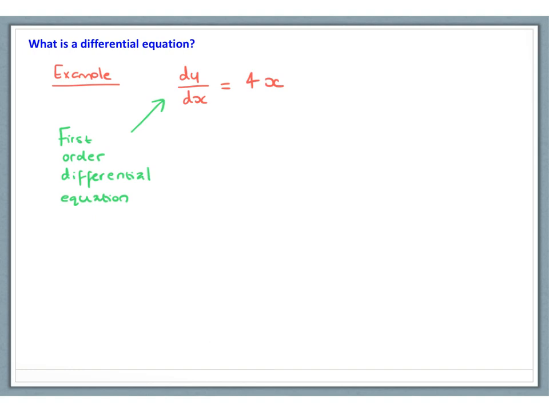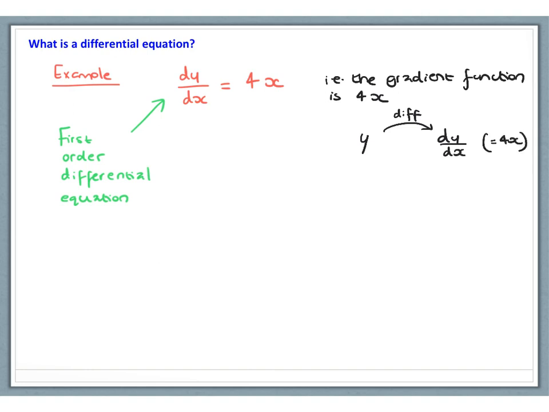Now, let's think about what this equation actually tells us. It tells us that dy/dx, i.e. the gradient, is 4x. So if we think about the original function y, which has been differentiated, this has resulted in dy/dx, which in this case is equal to 4x.